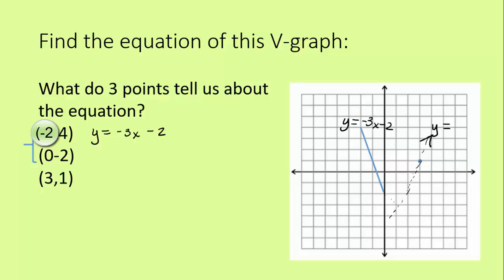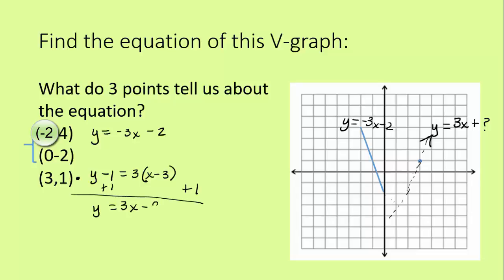Well, remember that the slopes are always the same ratio, but one is positive and one is negative. So I can assume that this slope is +3. But I don't know what the y-intercept is, so I need to do a little solving to find that out. I'm going to use the given point and put it in point-slope form. So y - 1 = 3(x - 3). If I add the 1 to both sides and then distribute, I get 3x - 9 + 1, so the equation seems to be y = 3x - 8 for this one.